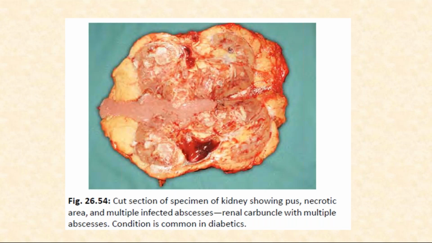So this is the diagram showing the carbuncle. This carbuncle cut section shows the necrotic area and some areas of pus. The yellowish areas are pus. It is commonly seen in diabetic individuals.